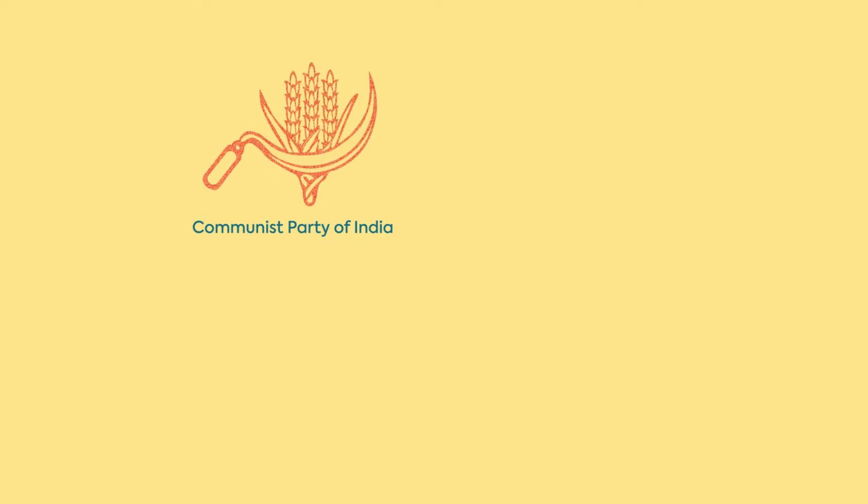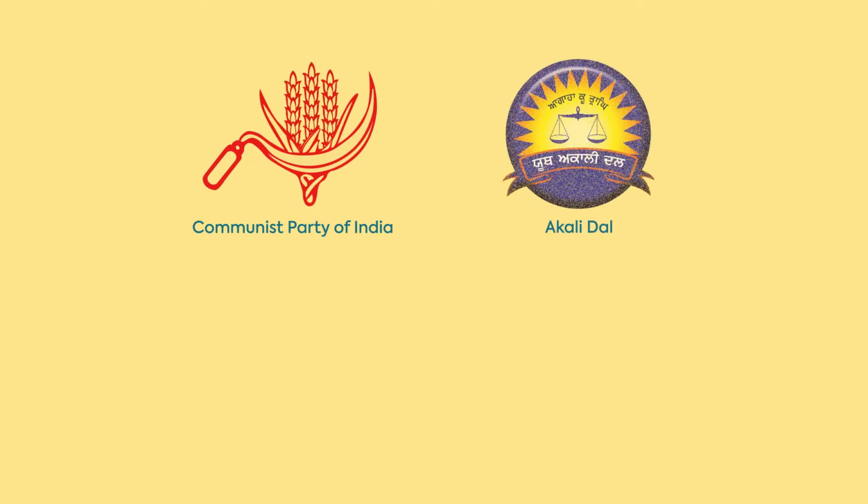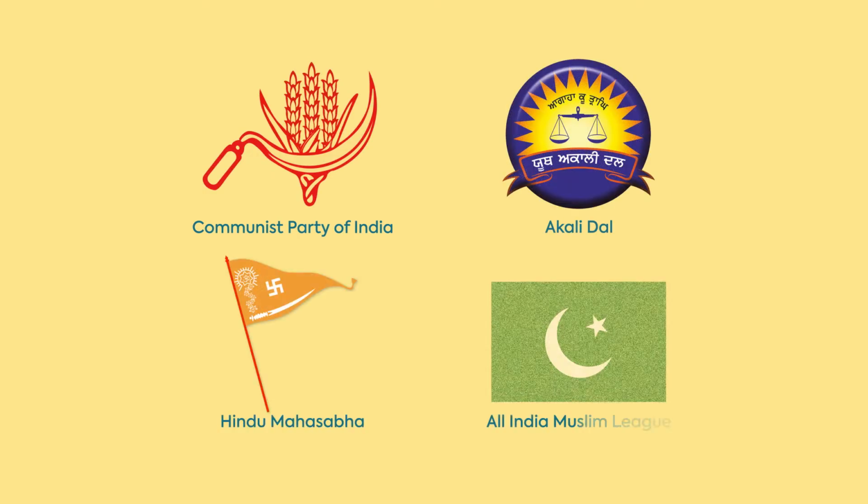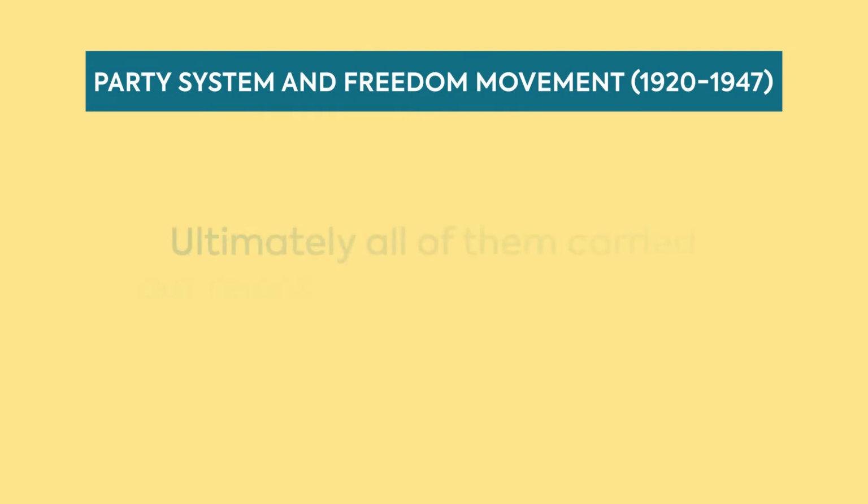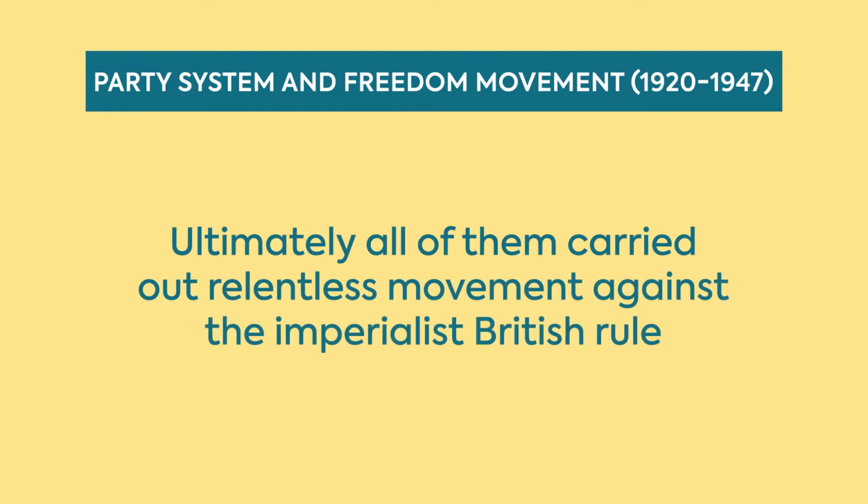Apart from the Congress, the other political parties which originated in the pre-independence period were the Communist Party of India, the Akali Dal, the Hindu Mahasabha, the Muslim League. All of these political parties were formed around a particular ideology. Ultimately, all these political parties had one chief aim. The names may be different, but all of them actually participated in the anti-colonial movement.